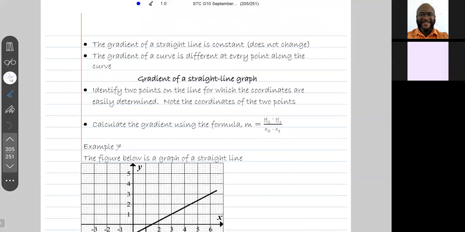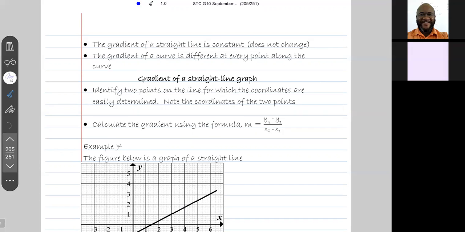Now, the gradient of a straight line is a constant, meaning that it does not change. The gradient of a curve, on the other hand, is different at every point along the curve. And that is why any 2 points on the straight line give the same gradient.